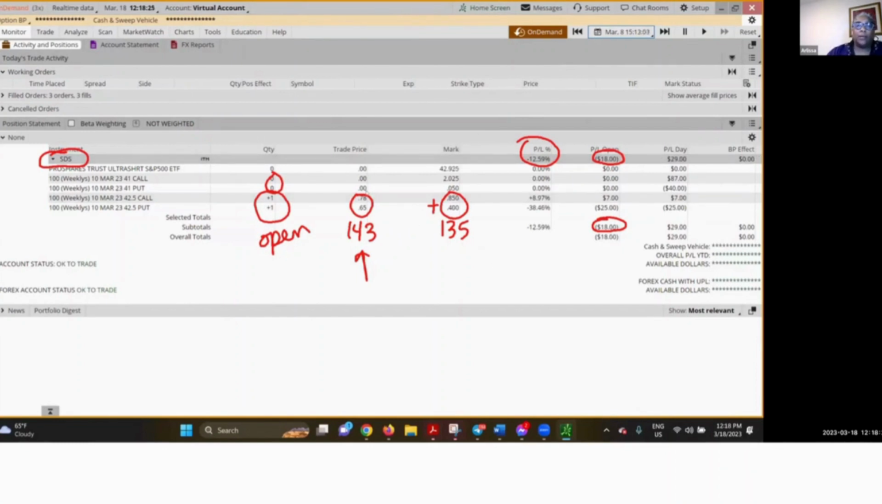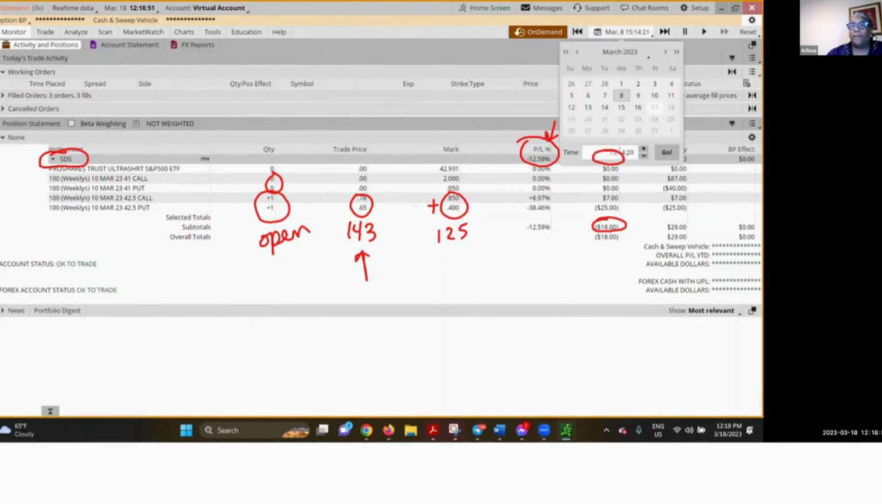Let me change my numbers here. Erase this. Not where we are. So you can tell here on the P&L, we're down 12%. The trade is now down 12%, and 125 is where you are currently in price. Let's see what the end of this day looks like.